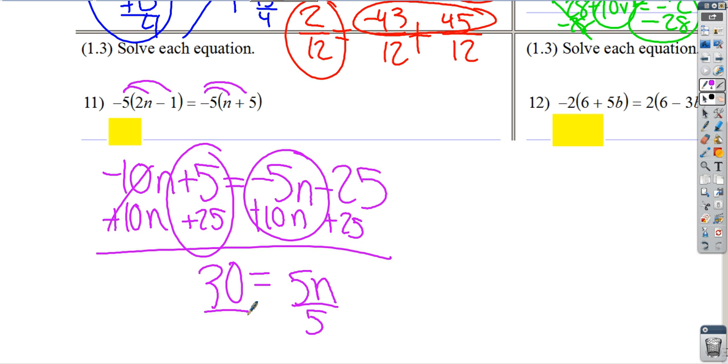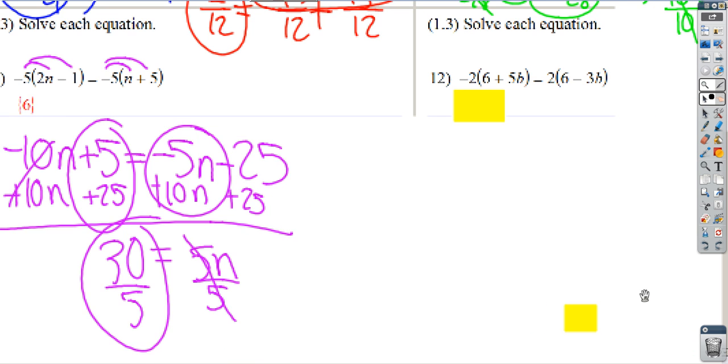It's being multiplied, so we would do the opposite, which is divide. And n equals 30 over 5, which happens to be 6. Okay, you could always check these answers too by plugging that number back in for n and see if you get it.